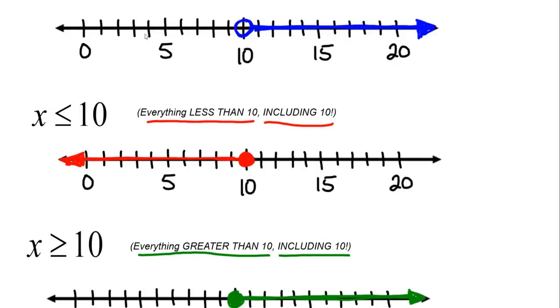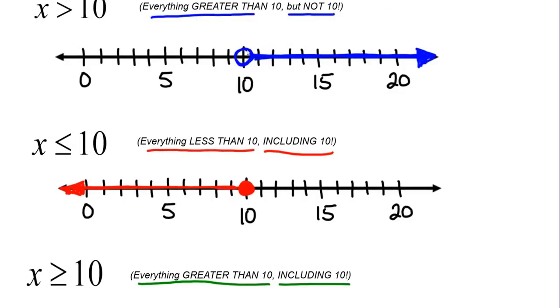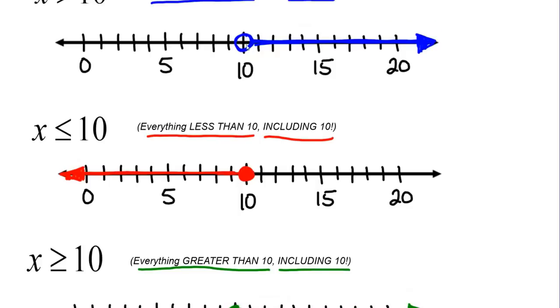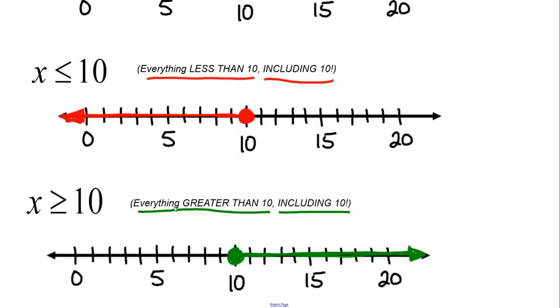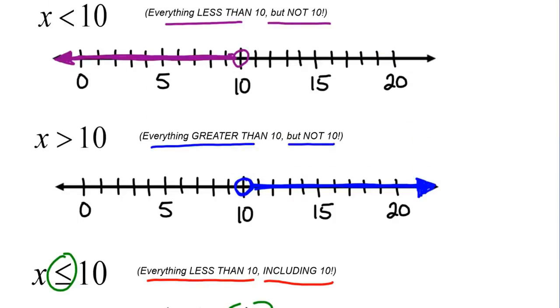So see how that compares to the graph of X is greater than 10. Again, almost identical graphs, except one has an open dot and one has a filled in dot. And that's the major difference there. So something to include in your notes, when you have these or equal to symbols, you're going to have a filled in dot. If you don't have or equal to, you're going to have an open dot on your graphs.